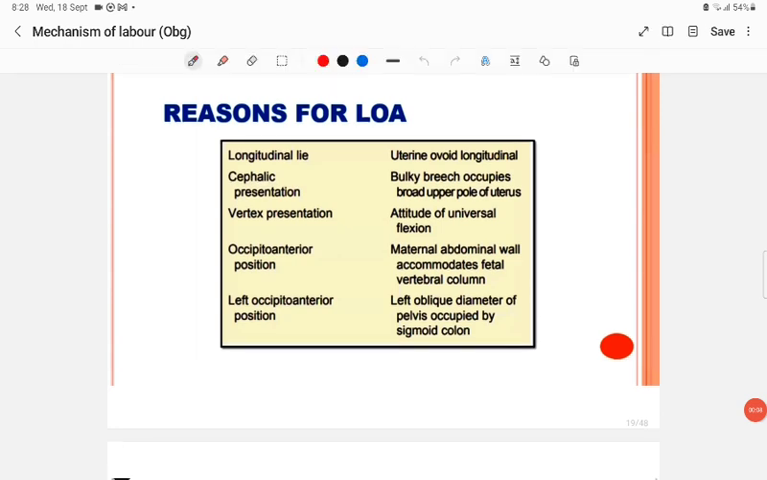Okay, good evening. Today we'll talk about the mechanism of labor. First, you have to know the reason for the law of occipito, left occipito anterior positions.